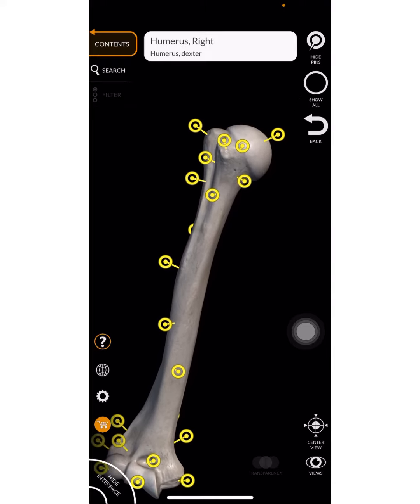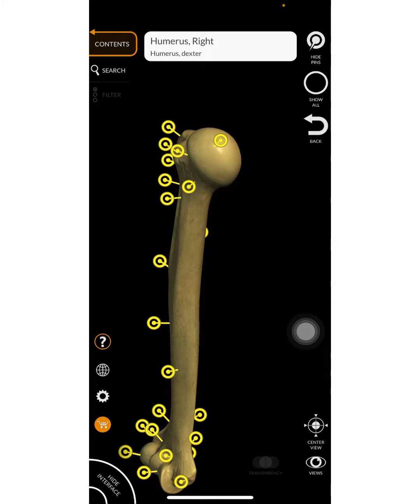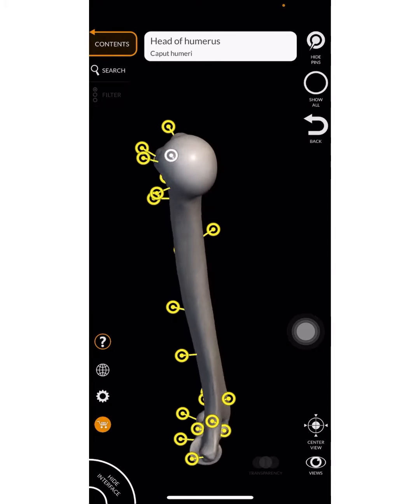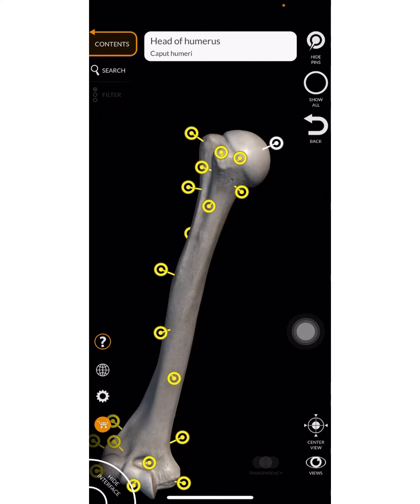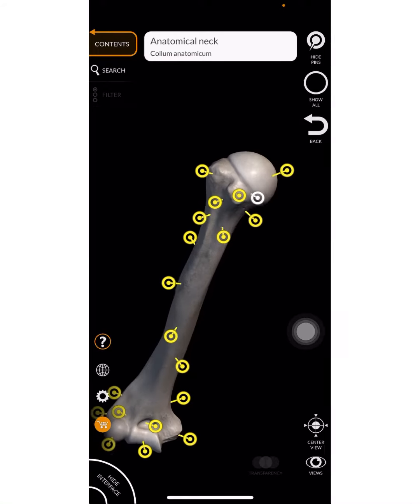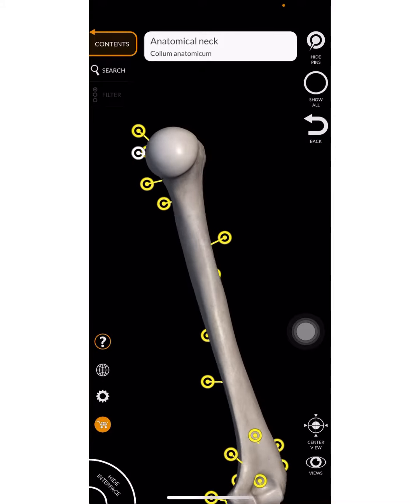So, first thing first, we'll discuss the humerus. So this is the head of the humerus, which articulates with the glenoid fossa of the scapula, forming the glenohumeral joint or the shoulder joint. Then we have the anatomical neck. This is the anatomical neck, which can be seen quite easily all along.